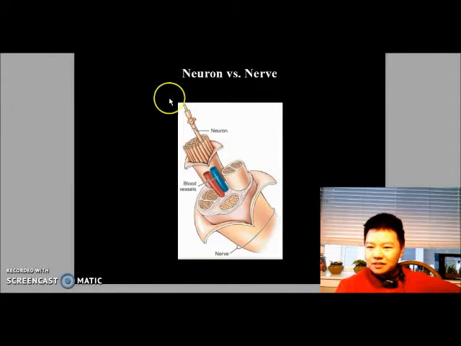A neuron is an individual unit of the nervous system that carries information throughout the body. A bunch of neurons wrapped up together with a blood supply and a sheath to hold it all together, that is what we'll call a nerve.